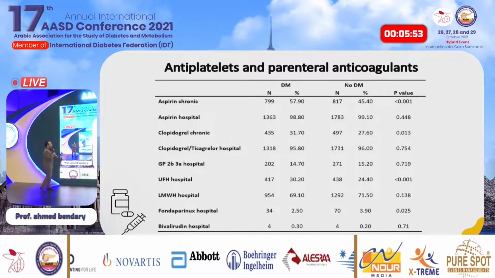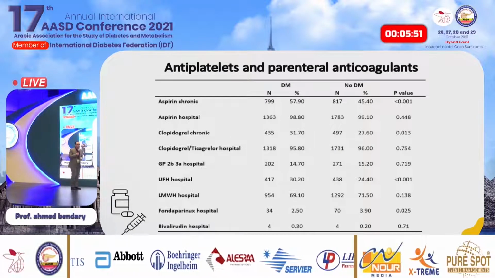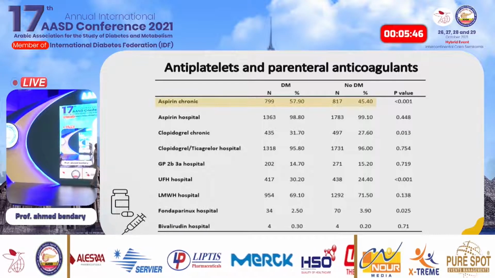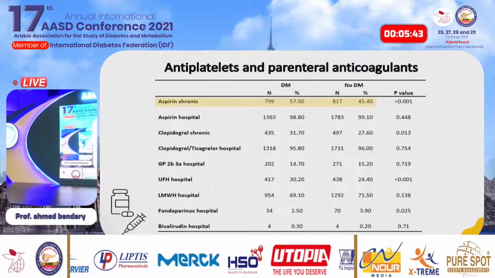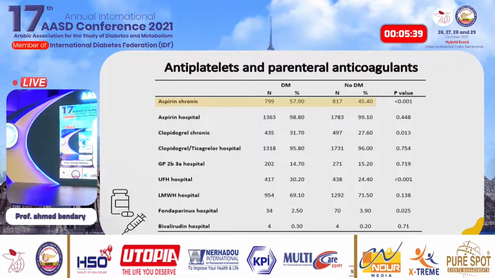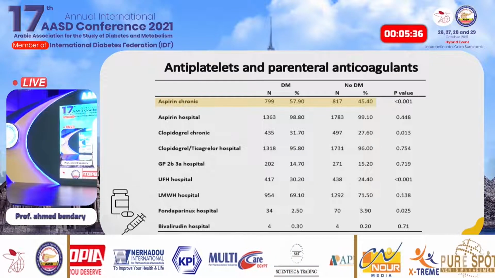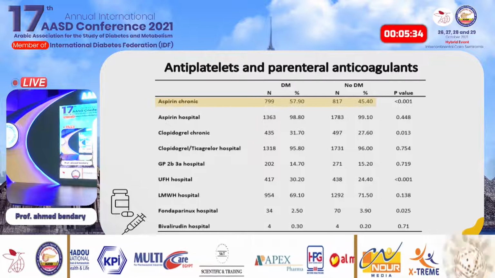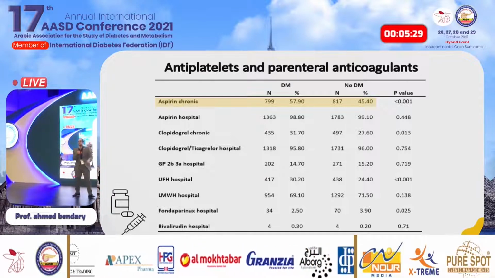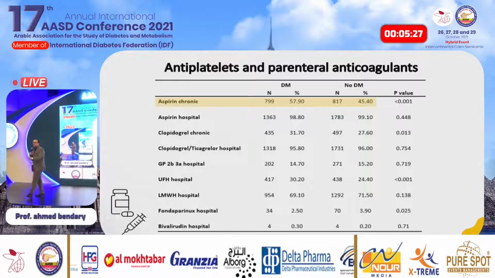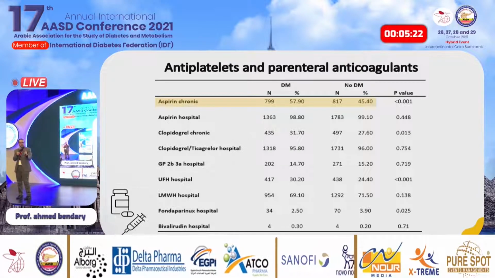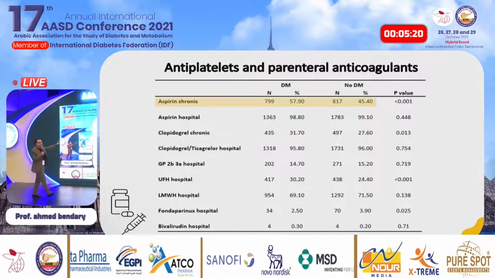Finally, when we look at the antiplatelets and parenteral anticoagulation, if you look at the chronic use of aspirin, you will find that the chronic use of aspirin before presentation to the hospital in diabetic patients was significantly higher, 57.9% compared to non-diabetics. This is despite the fact that the ASCEND trial recently disputed that aspirin could provide a meaningful net clinical benefit in diabetic patients. But diabetics will remain diabetics, and this is the data.